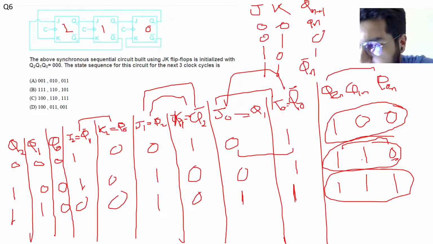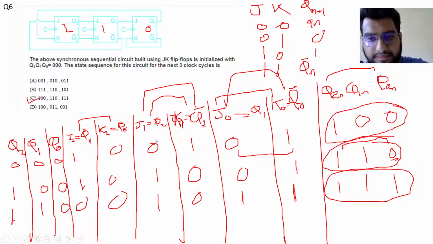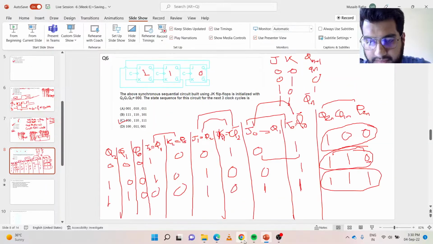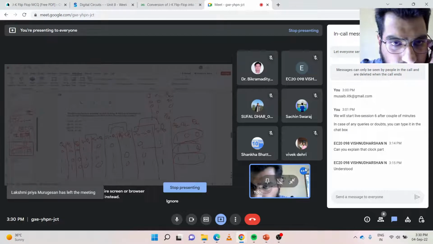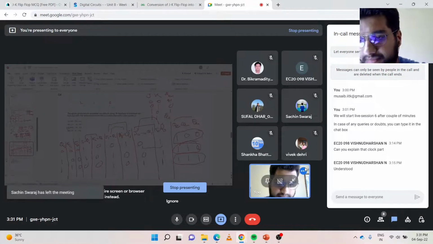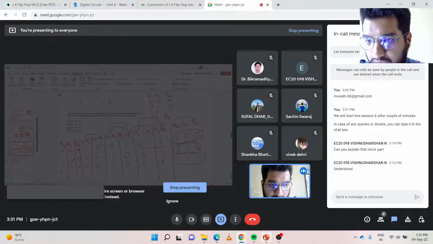So if you carefully look, this is option C. So option C will be our correct answer. Any doubts regarding this question? If not, we can move forward to the next question, that is question number 7.